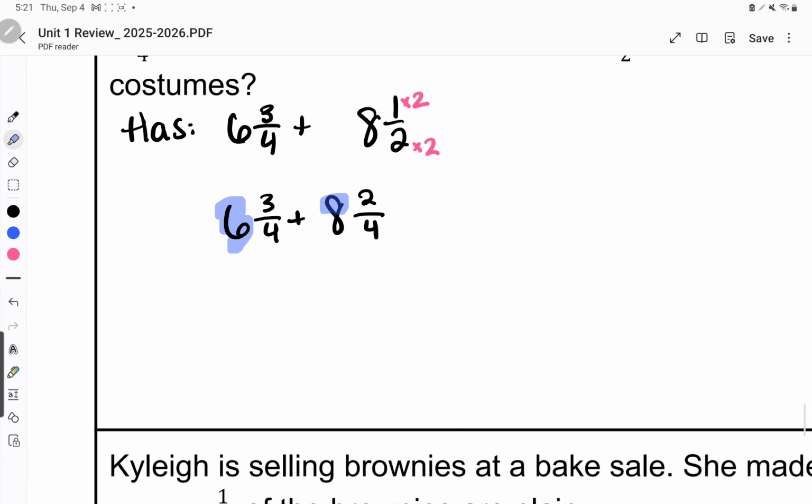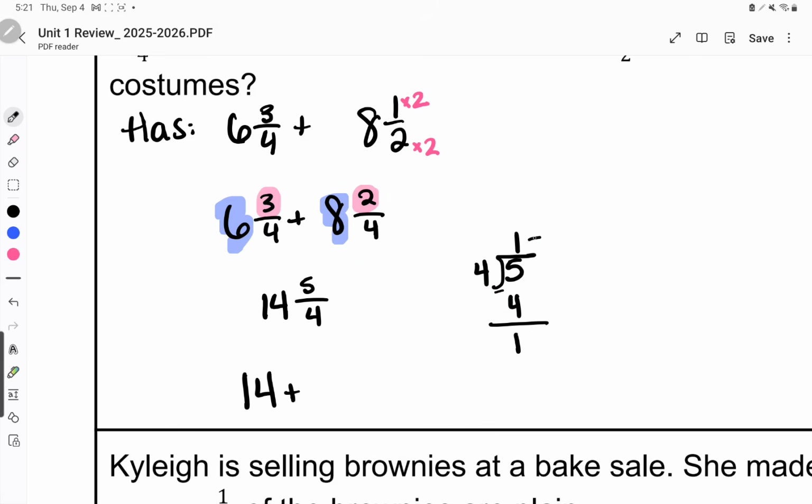We add our whole numbers together. 6 plus 8 gives us 14. And then we have 3 plus 2, which gives us 5 over 4. We cannot have an improper fraction, so we do 14 plus 5 divided by 4. 4 goes into 5 one time. 1 times 4 is 4. Subtract, and that gives us 1. 1 right here is a whole number, and then this one right here is a numerator. So we have 1 1/4, which gives us 15 1/4.